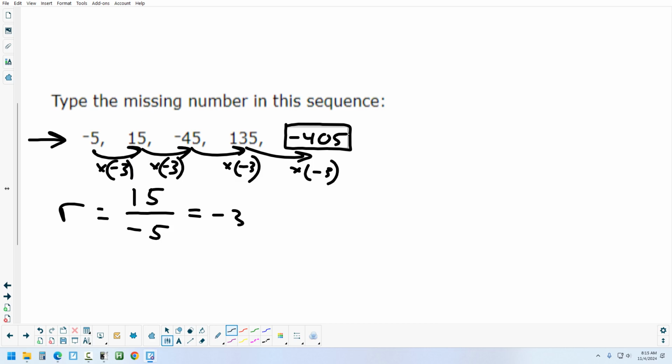Anytime your R value has a negative in it, the terms are going to bounce back and forth between negative, positive, negative, positive, negative, positive. Okay. That's the only way they can go back and forth like that, if there's a negative for the R.